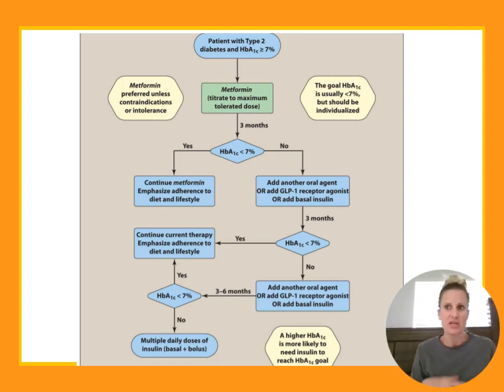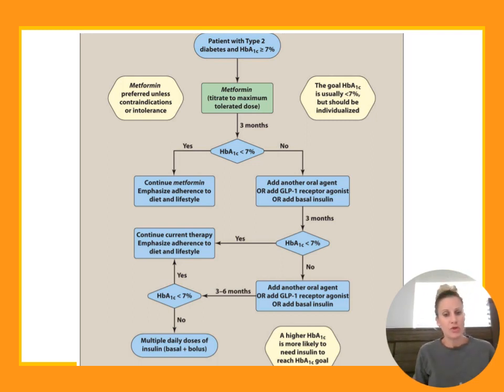There are some patient-specific characteristics, some situations where patients are at high risk and we want them less than 6.5, or some situations like elderly, frail patients where you're really worried about hypoglycemia. We might not be as strict with that. But in general, we're shooting for an HbA1c less than 7%.